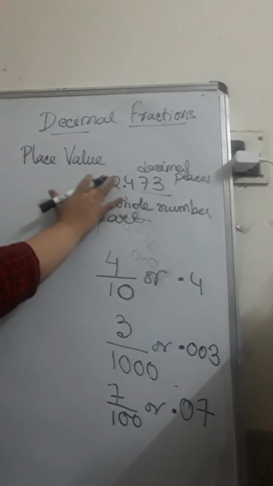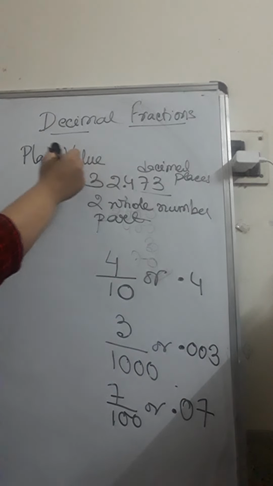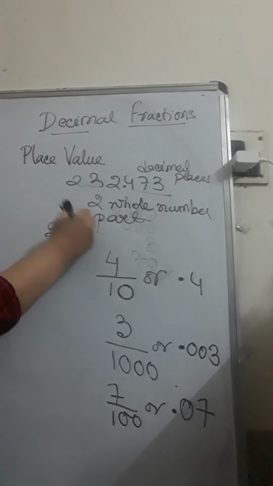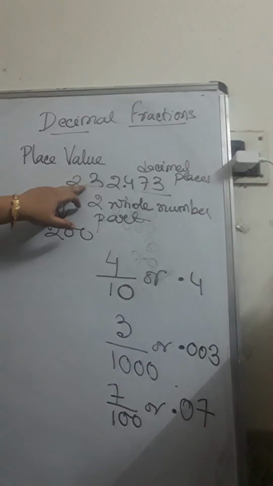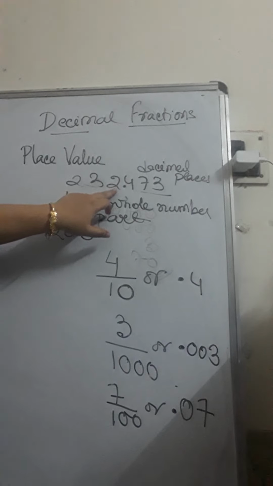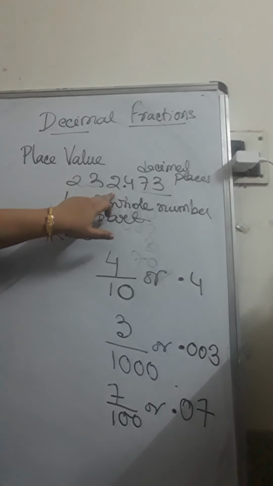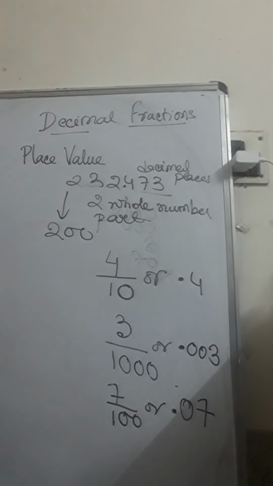Any number present before the decimal point is treated as a normal whole number. For example, if I write 232.437, what is the place value of 2? 232 comes before the point, so they are treated as normal whole numbers. The first 2 is in the hundreds place, so its place value is 200. 3 is in the tens place, so the place value of 3 is 30. The last digit before the point is 2 in the units place, so its place value is 2.